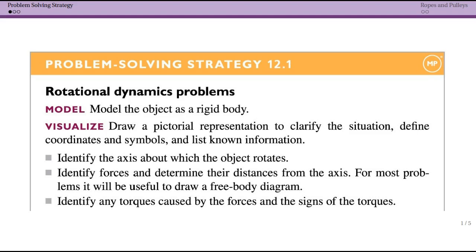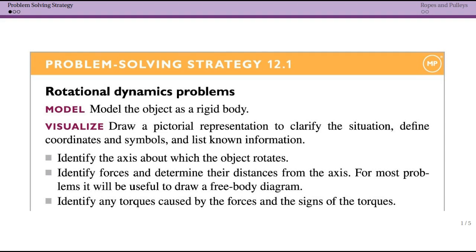Let's go through a problem-solving strategy that you need to use whenever you're encountering these rotational dynamics problems. First, part of your modeling is that you need to model the object as a rigid body. This means that its size and shape matters. This is the opposite of using the particle model.